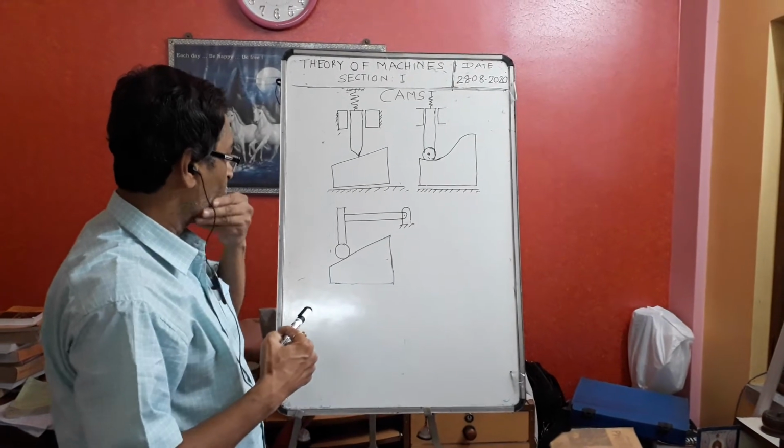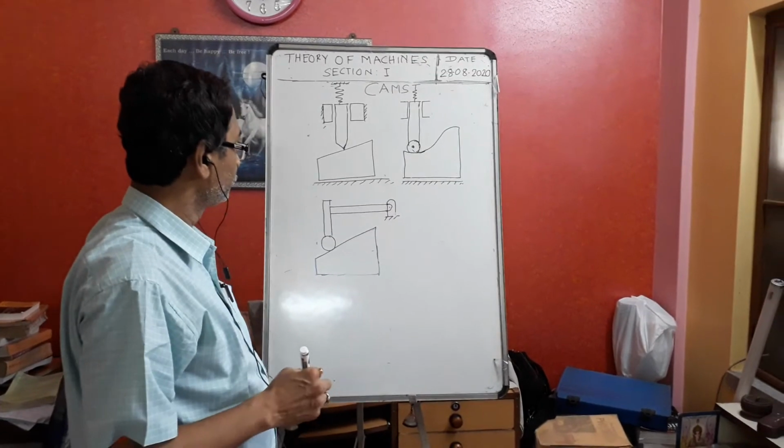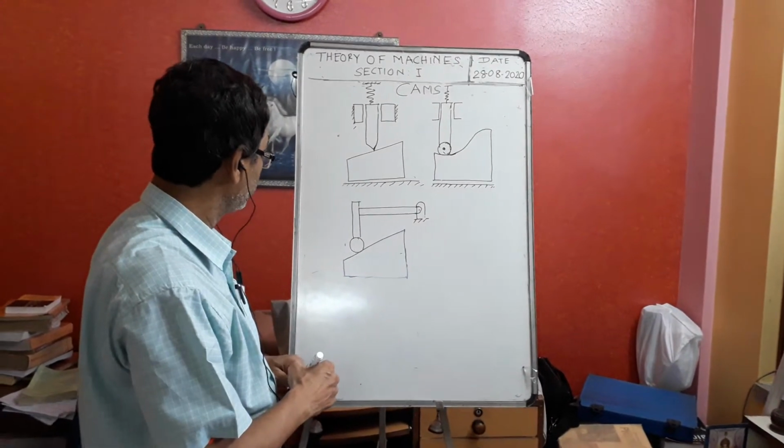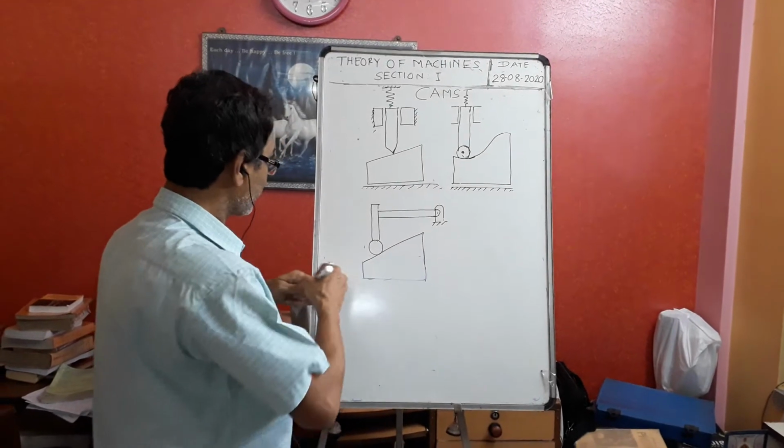Followers. Now I have drawn some figures. Let us see what this is. Then we will explain what is the function of this mechanism. Suppose this is a wedge.